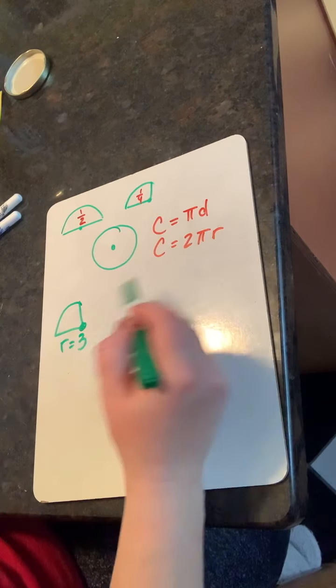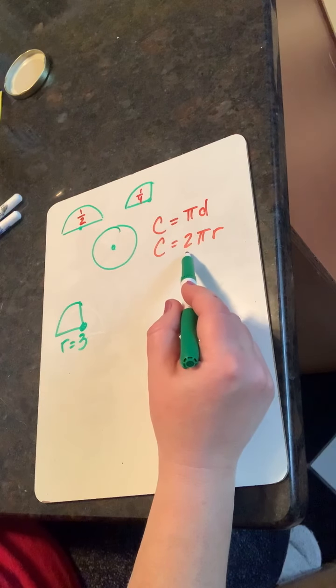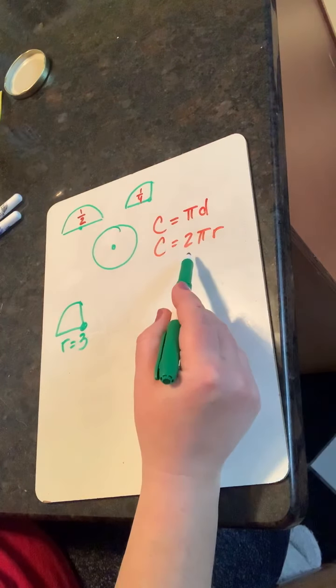Since I have radius, I'm going to use the circumference equals 2 pi r equation.